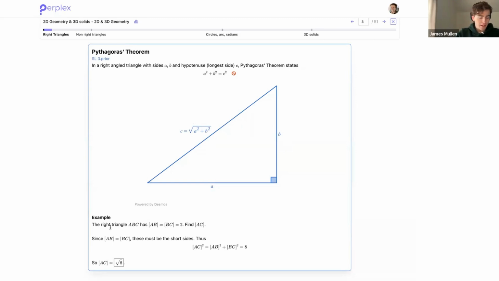All right, let's do an example. If I have a right triangle ABC, and I have AB equals BC equals 2. If two sides are equal, then neither of them can be the longest side. So the longest side must be the side AC. And therefore, AC squared is going to be equal to AB squared plus BC squared, which is equal to 2 squared plus 2 squared, in other words, 8, which means that AC is equal to root 8.